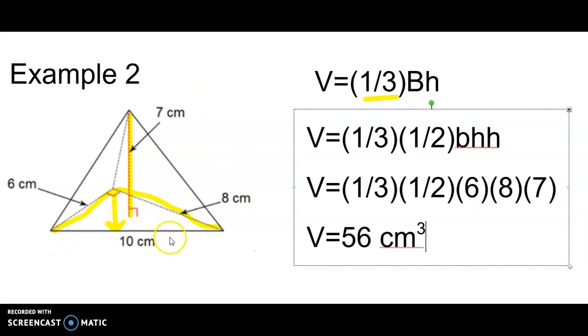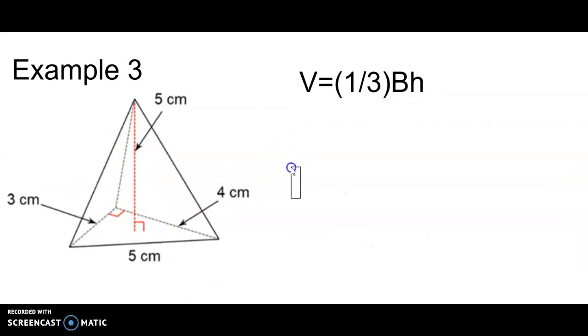Okay, again, we cannot use 10 as the height of this triangle. We have to be able to identify the base, find the area of whatever that base is, and then multiply it by how tall something is. I put another example of a triangular prism. Sometimes those are a little bit more difficult to see.